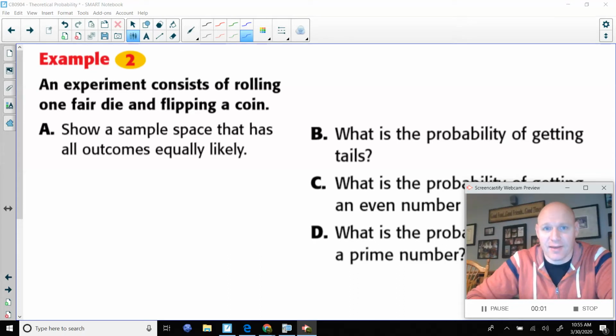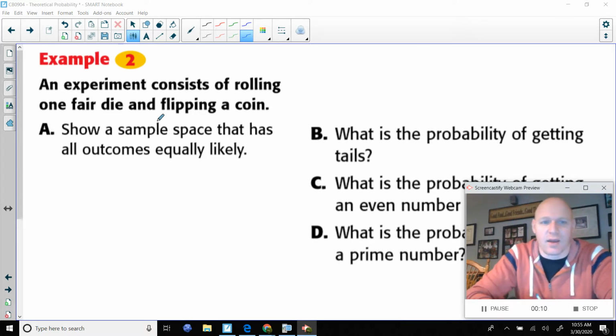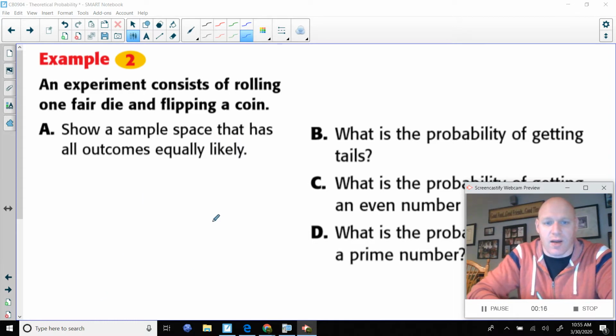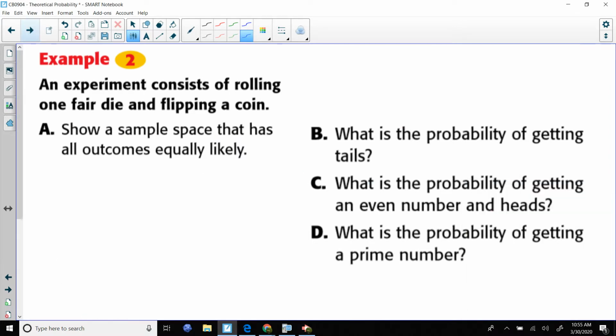All right, we're back. Last example for this section. What we're going to do is a six-sided die, a number cube, as well as flipping a coin, and we're going to create a sample space. We're going to write all the different outcomes and then go through a couple of different probabilities here.